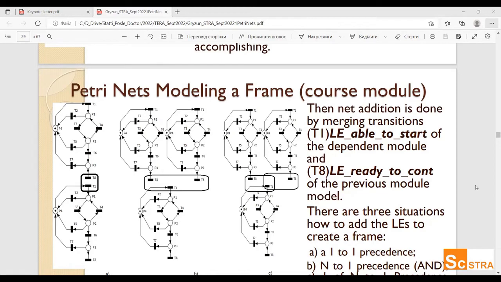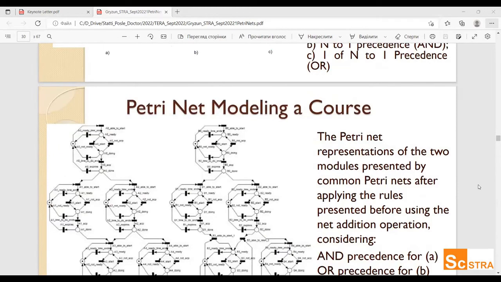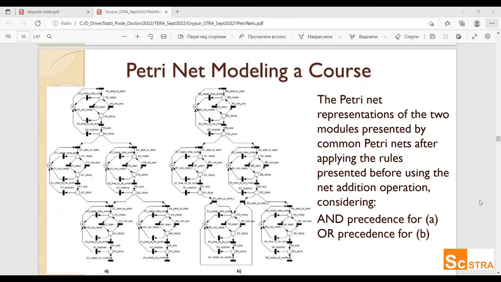This composition was done by merging transition T1, which interprets that this learning element is able to start, of the dependent module, and transition T8 of the previous model. There are three situations of how to add and compose the learning elements to create a frame. These three situations are presented here as so-called one-to-one precedence, n-to-one precedence, and one-of-n-to-one precedence, which is interpreted as OR operation. And similar ideas were used for Petri net modeling of the whole course.